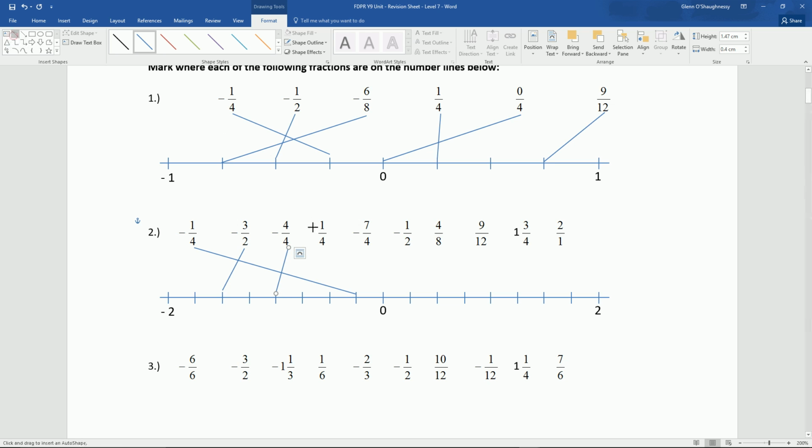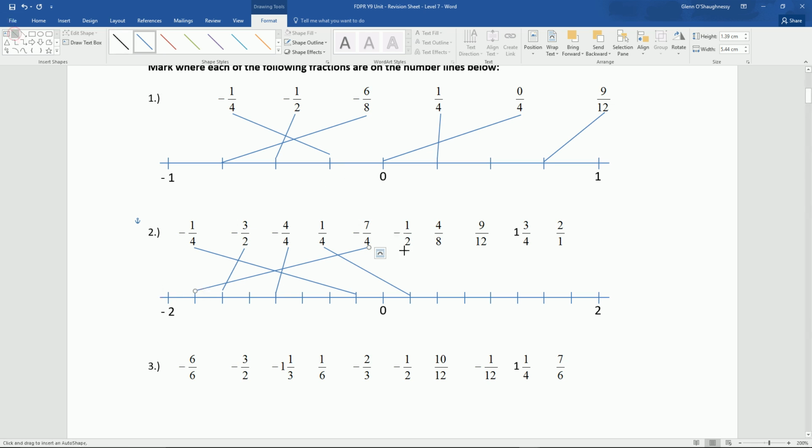Now, 1/4 is obviously not a negative. So it's over on this side. Quarter. Negative 7/4. Okay, so you can just count down 1, 2, 3, 4, 5, 6, 7. Negative 7/4 is there. Negative 2 would be negative 8/4.